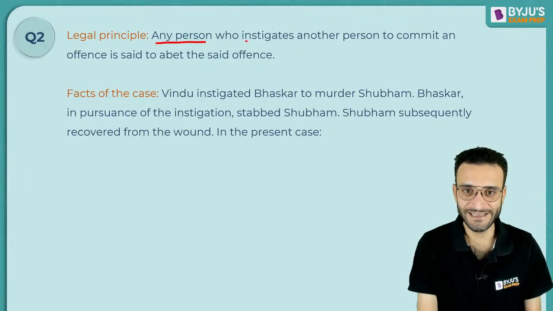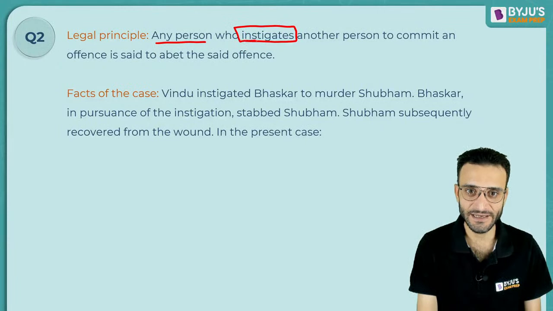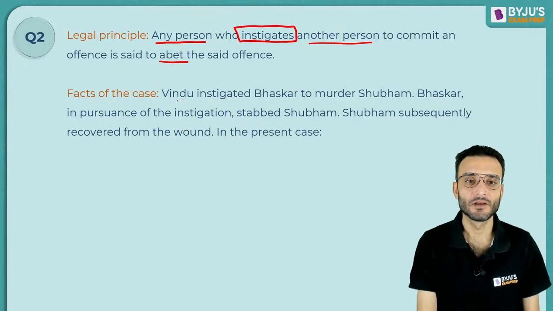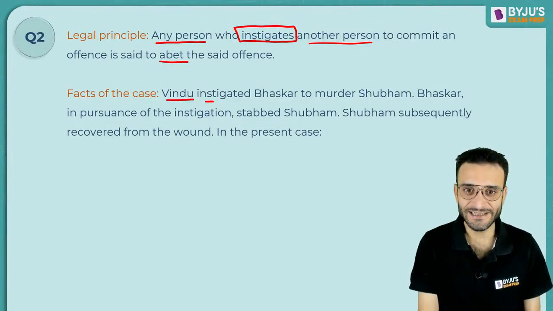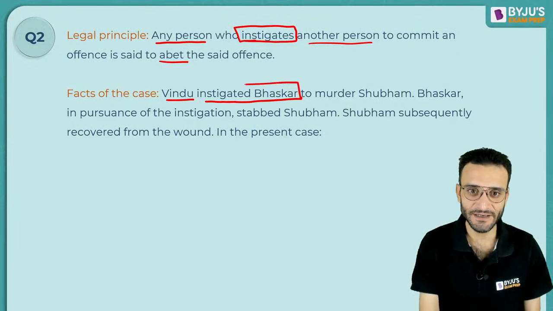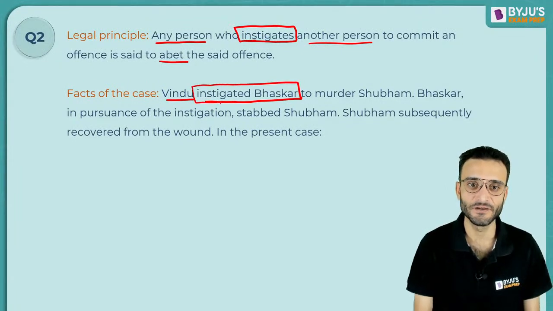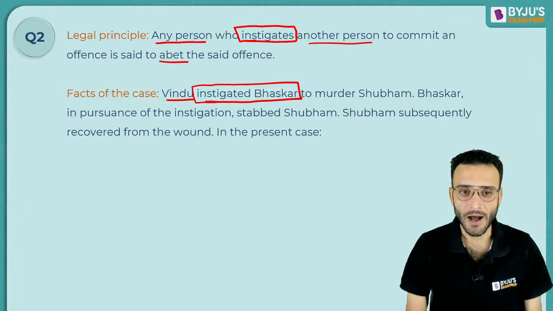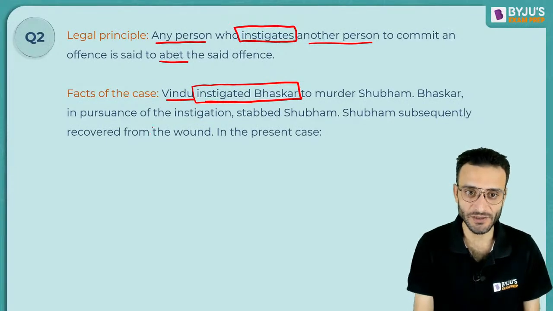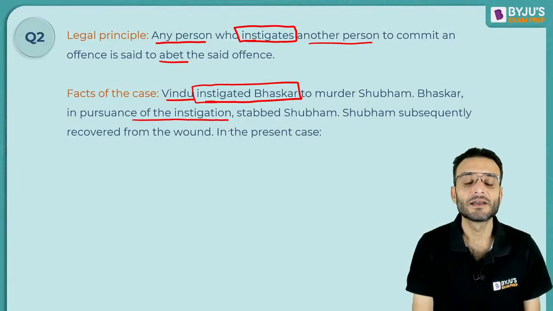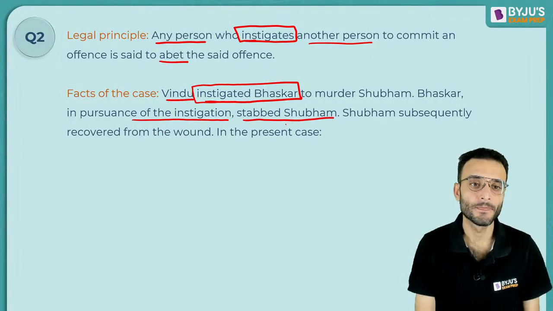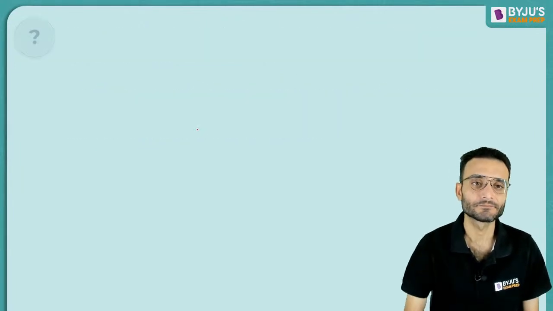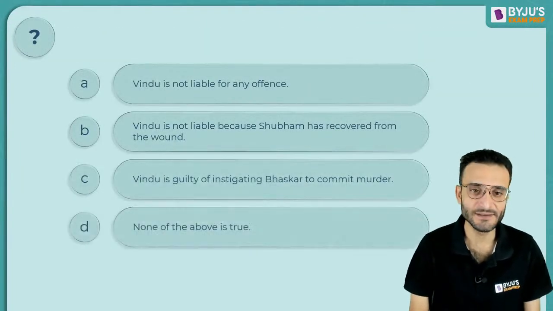Any person who instigates another person has committed an offense called abetment. It is very categorically mentioned that Bindu instigated Bhaskar to commit murder of Shubham. Bhaskar, in pursuance of the instigation, has stabbed Shubham. Shubham subsequently recovered from the wound. Right? Let's see the answers.